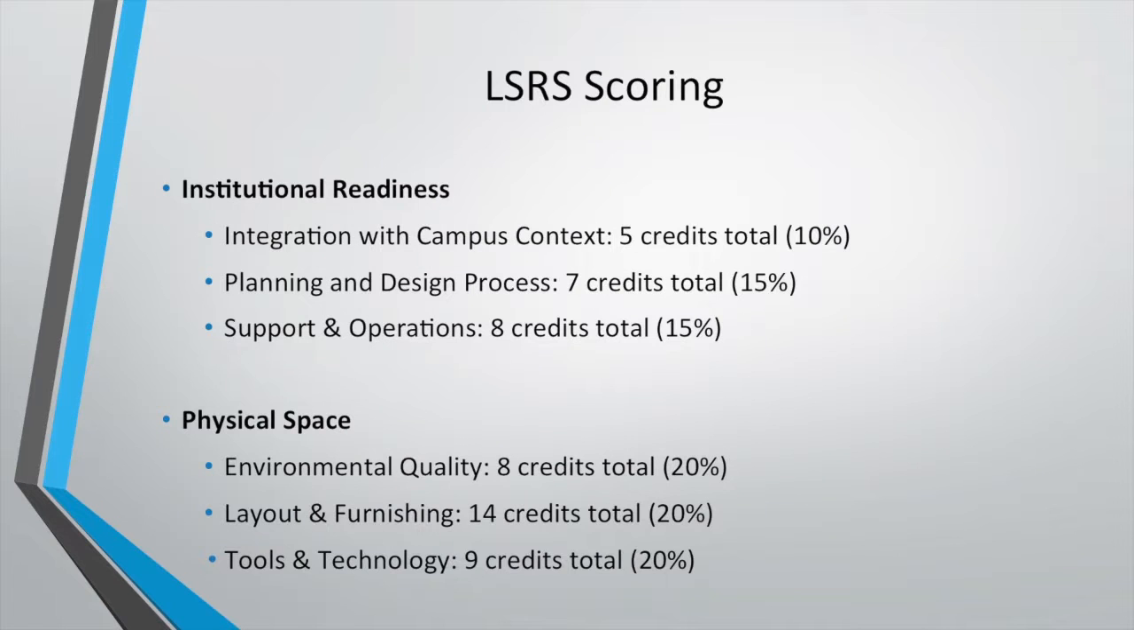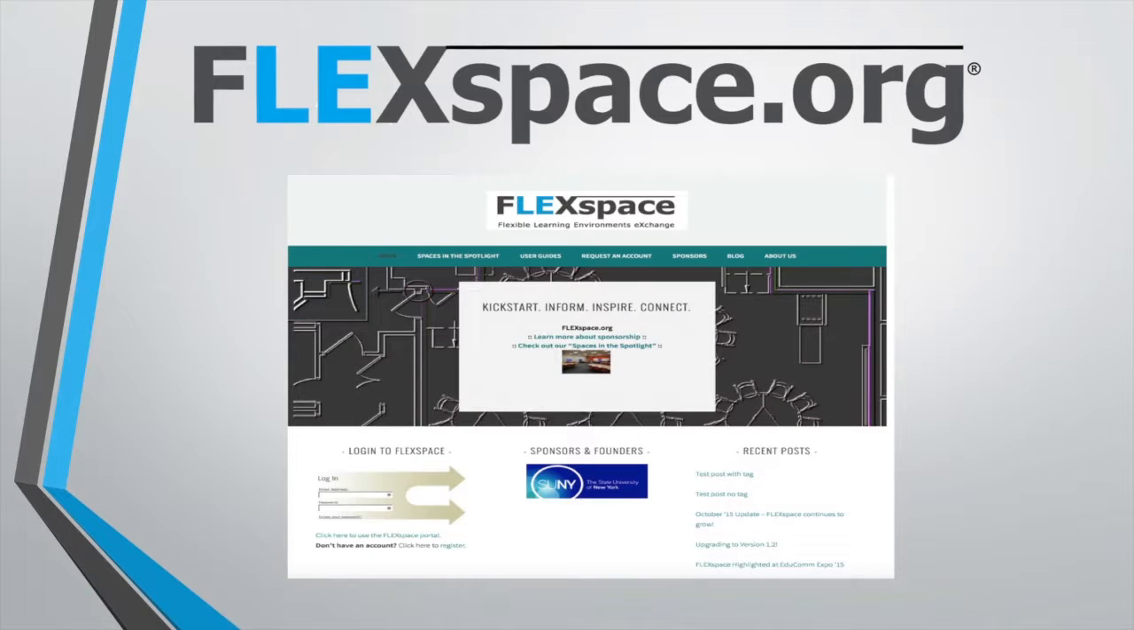So those are the 6 sections of the LSRS. And again, we can divide them into really 2 things. The institutional readiness, how your college is set up to design classrooms, to ensure that the classrooms are behaving the way faculty want them to, and then all of our physical space, including furnishings. Any questions on the learning space rating system while we take a look at FLEXspace? We're going to explore the scores a little deeper when I show you how we applied them at Geneseo.